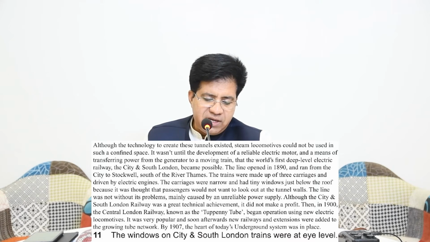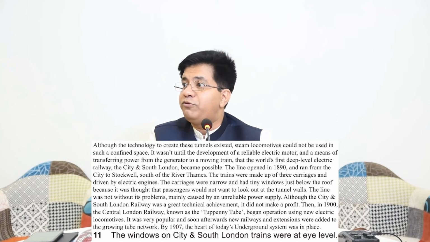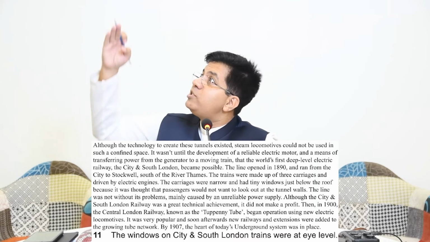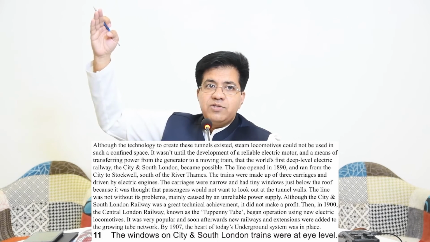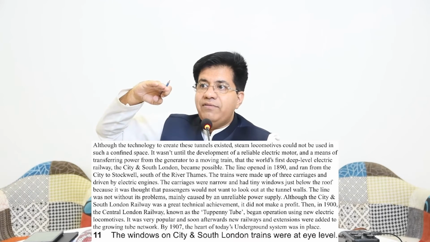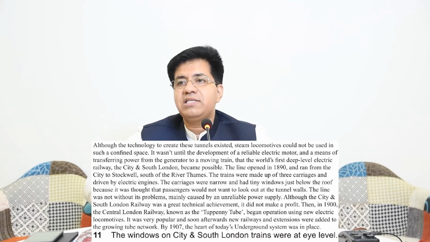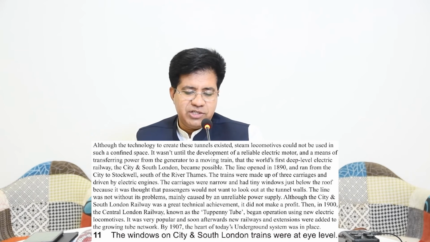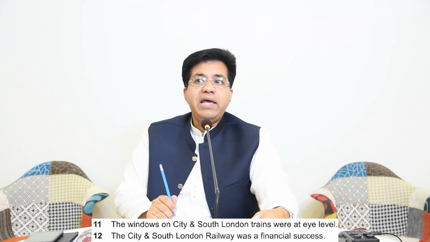The carriages were narrow and had tiny windows just below the roof. So windows were at eye level? No, they were just below the roof. So they were not at eye level, they were just below the roof. So the answer is false. Information is contradictory information. Answer is false. All clear? All right. Let's go on.